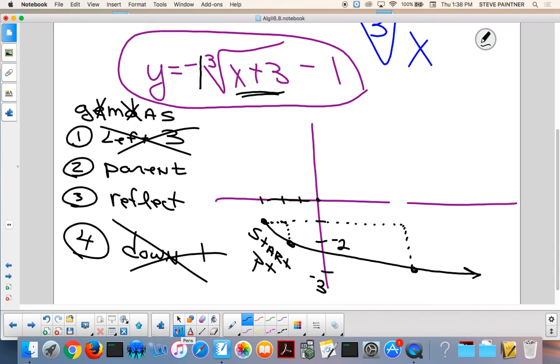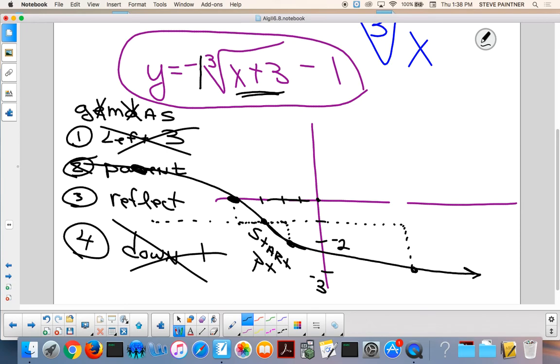Okay, now on the other side, guys, normally the parent does what? Left 1, down 1. You're going to go left 1, up 1. Normally the parent goes left 8, down 2. You're going to go up 2 right here. I know this is kind of messy, but there it goes.